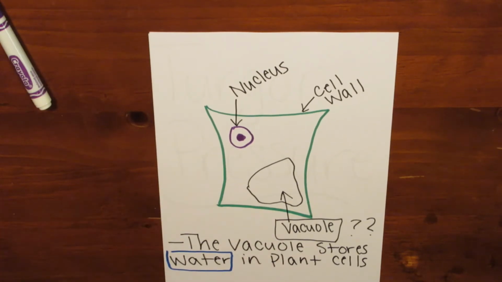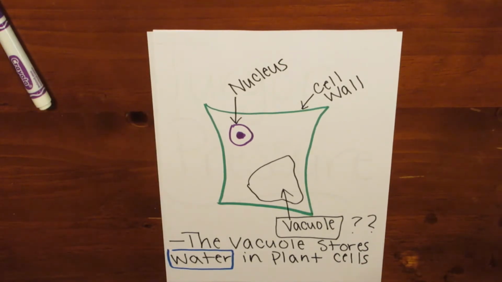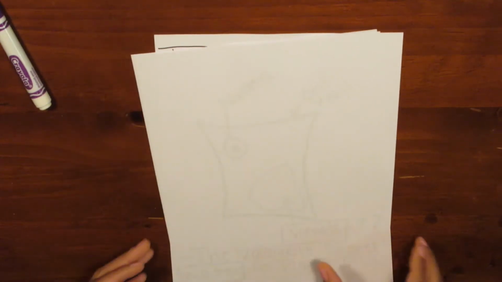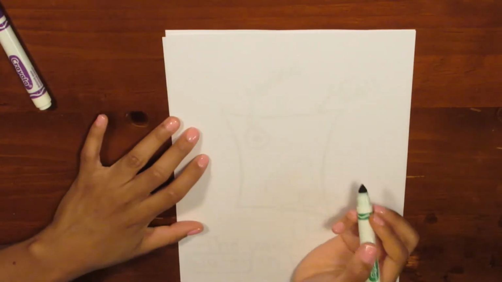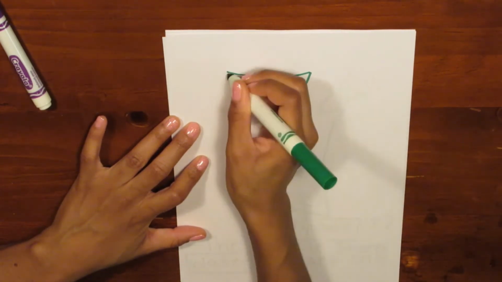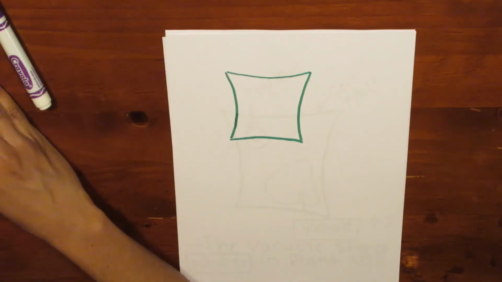The vacuole stores water, guys. That's super important. Just water. So we are going to look at how the volume of water inside the vacuole affects the cell. So the cell isn't going to have the same amount of water in it all of the time. It's going to vary. And those variances are going to make the cell look different.